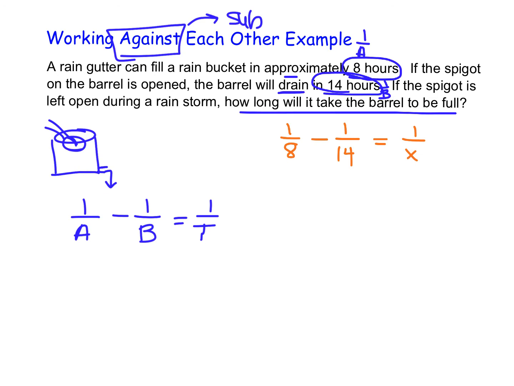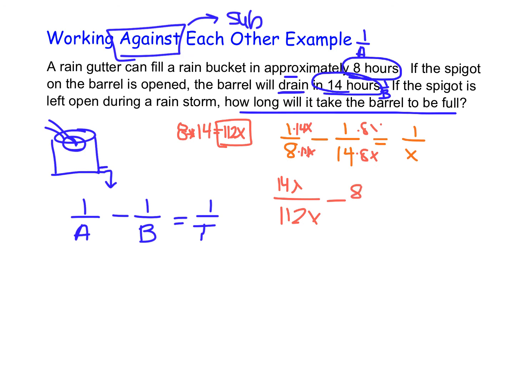So here we need to find a common denominator. Now I don't know a lot of numbers that both 14 and 8 go into, so I'm just going to multiply 14 and 8 together to find that my common denominator is going to probably be 112x. So that's going to be my goal, to get each of them to be 112x. So if I multiply this first fraction here by 14x, I end up with 14x over 112x. If I multiply the second one by 8x, I end up with minus 8x over 112x.